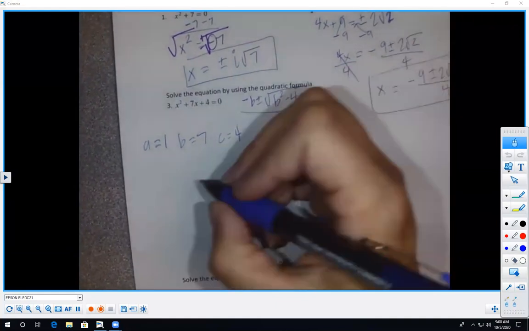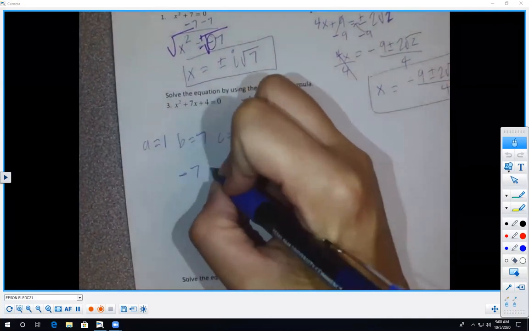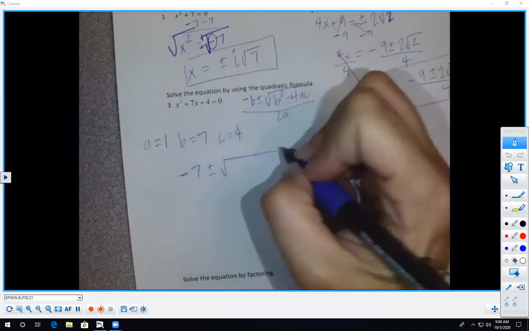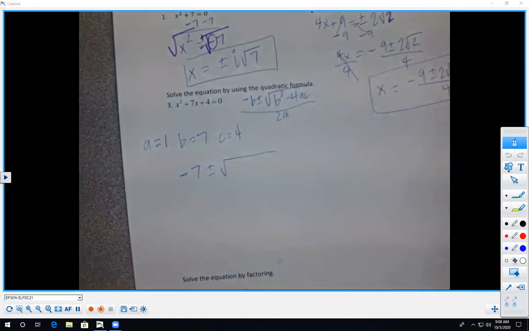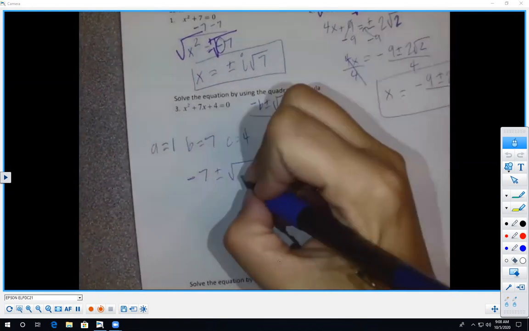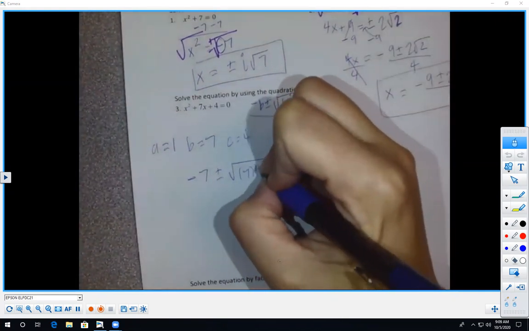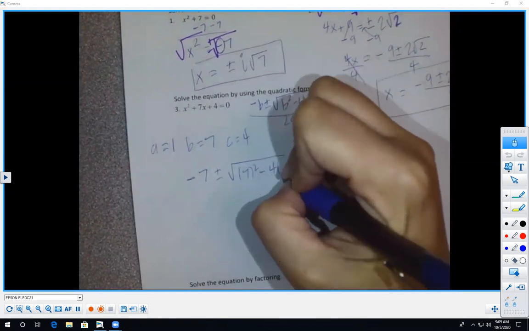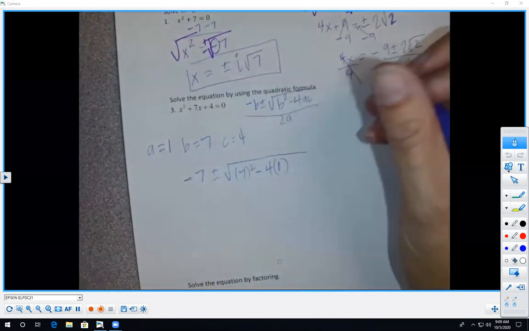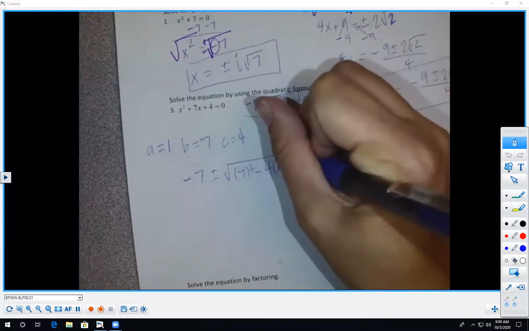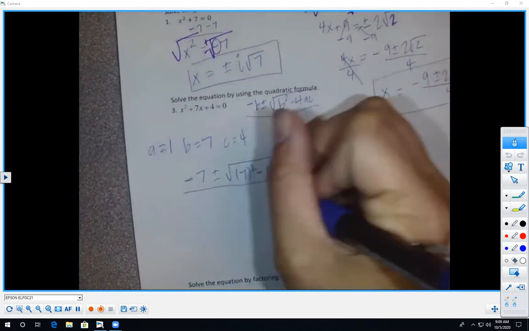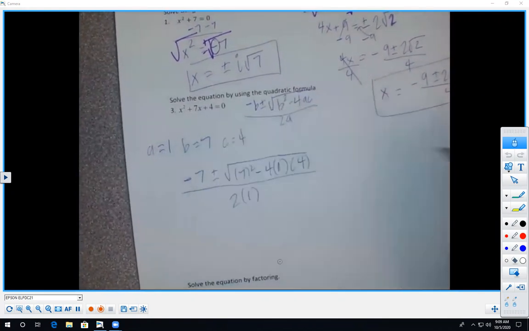So negative b, negative 7 plus or minus the square root of, this paper we're doing is over there on that table by the door, b squared. So it's going to be 7 squared minus 4 times my a value, which is 1, my c value is 4. And all of that is divided by 2 times 1.